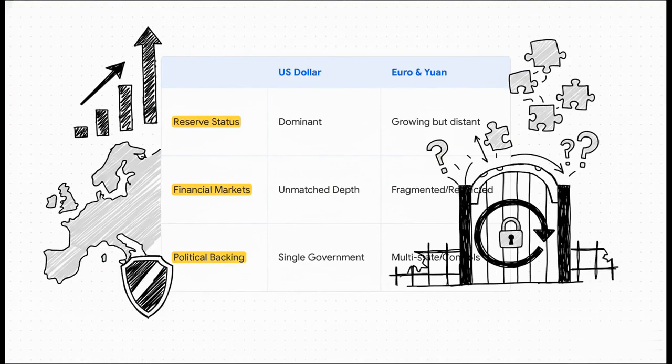The euro is backed by a whole committee of different countries, not one single government, and that can create political questions. The yuan, on the other hand, comes from China, a country with really strict controls on money, which makes big global investors nervous. You see, for a new currency to take over, it's not enough for the dollar to look a little weak. The alternative has to look overwhelmingly strong, stable, and ready to go. And we're just not there yet.